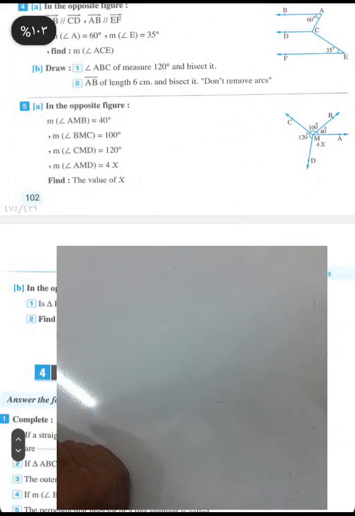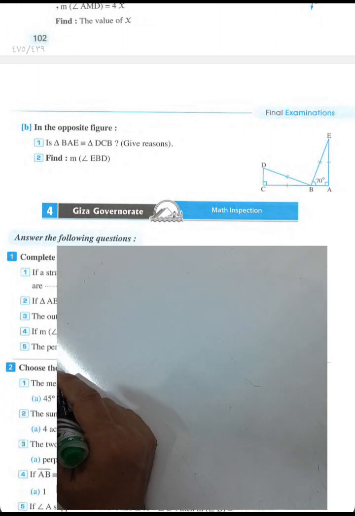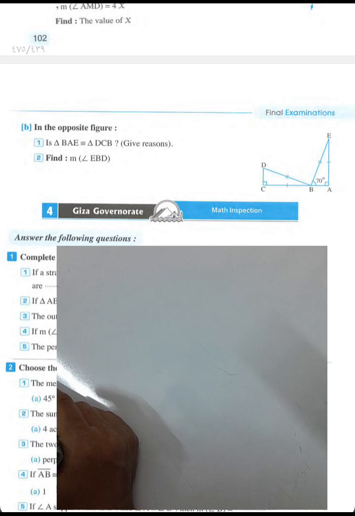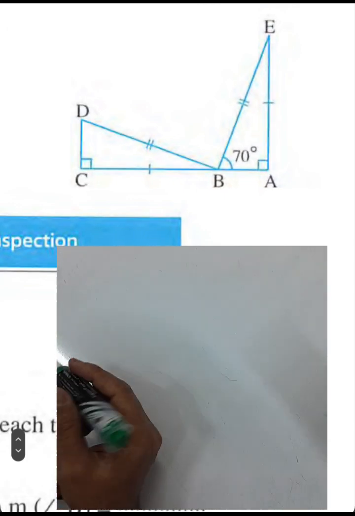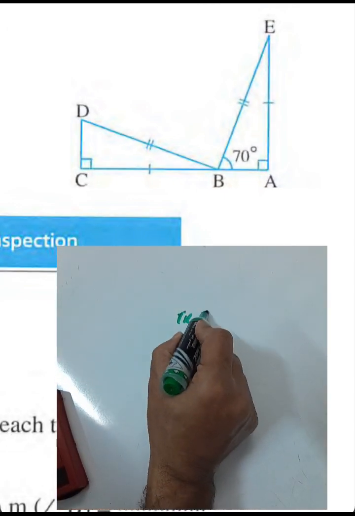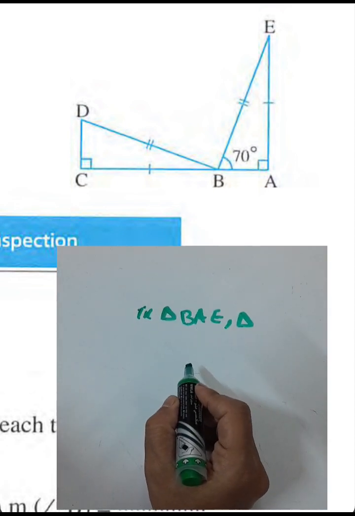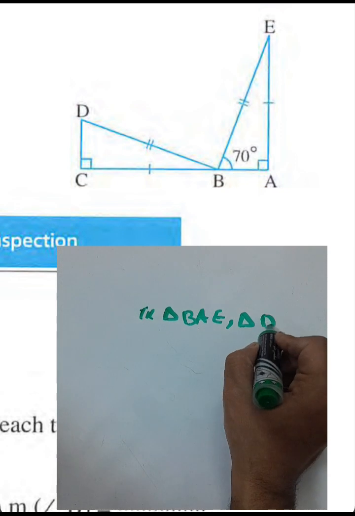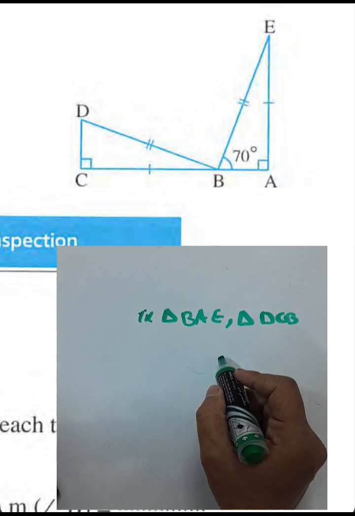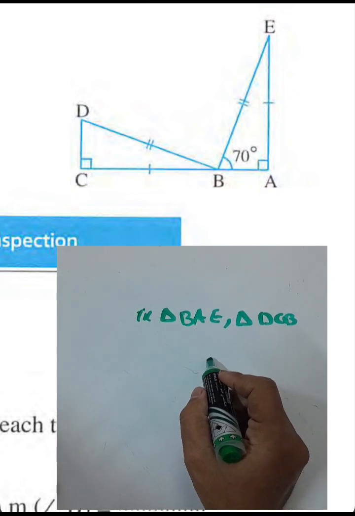Last question or not? Last question. No, we have another example. We have two triangles here. We want to find the measure of angle EBD. We can prove that the two triangles are congruent. First triangle BAE and another triangle, DCB. Two triangles here are congruent.